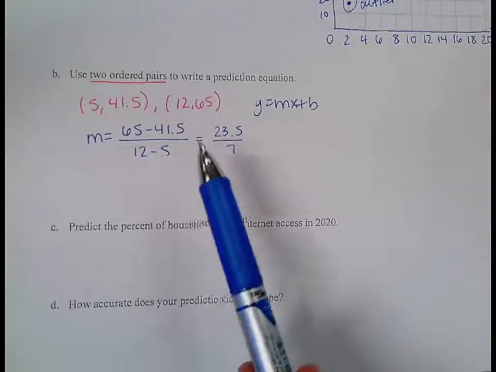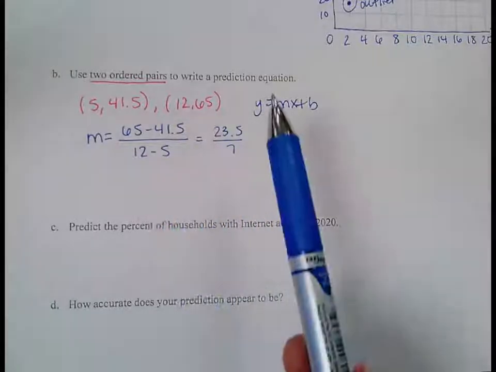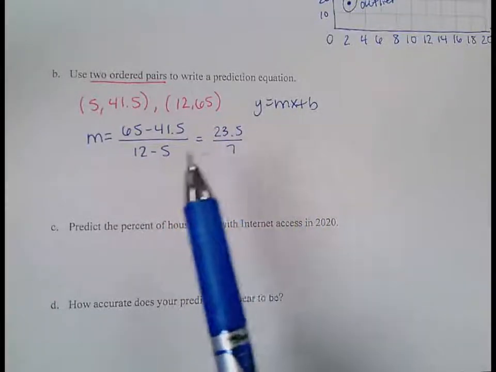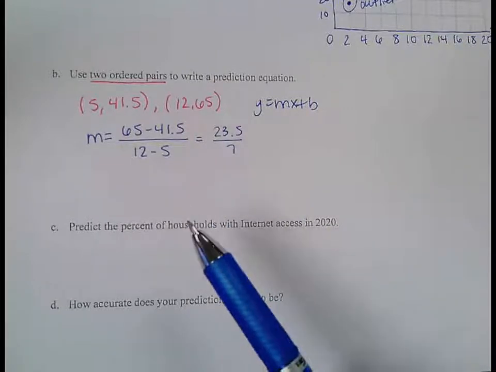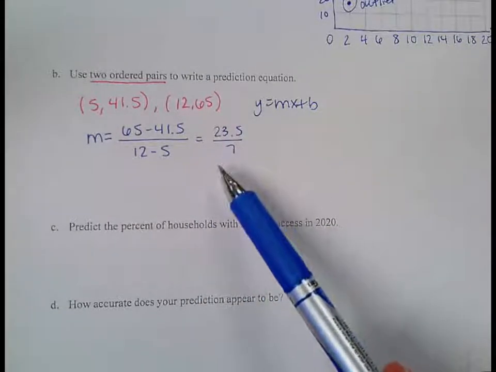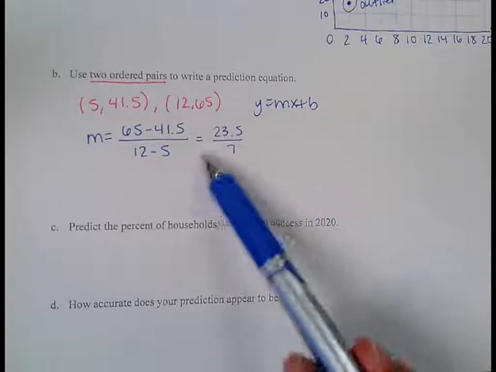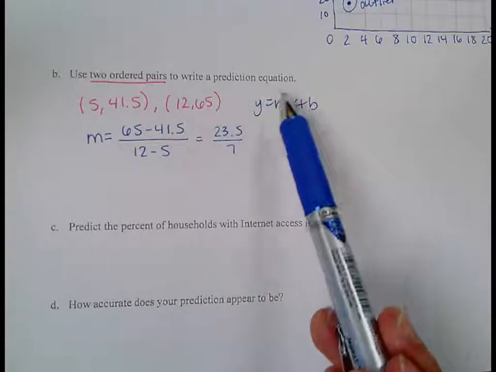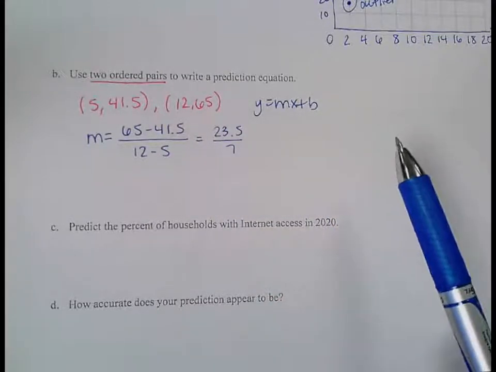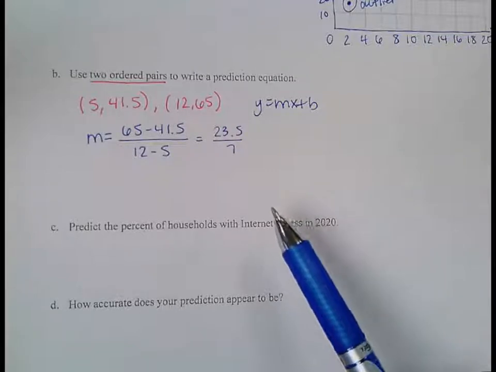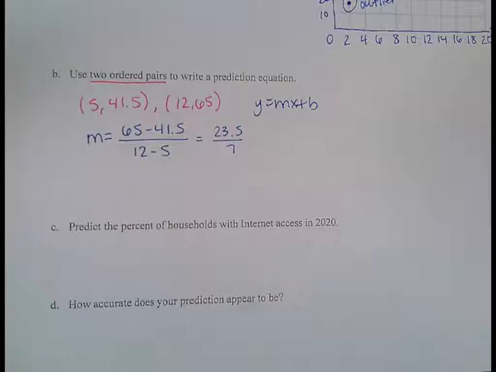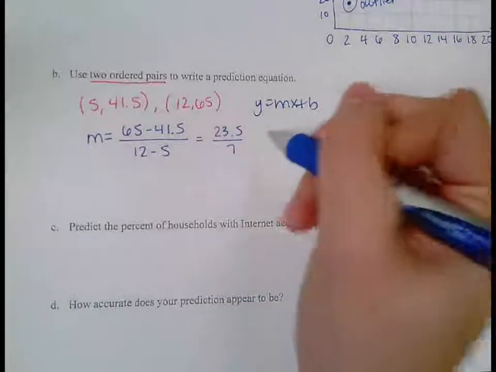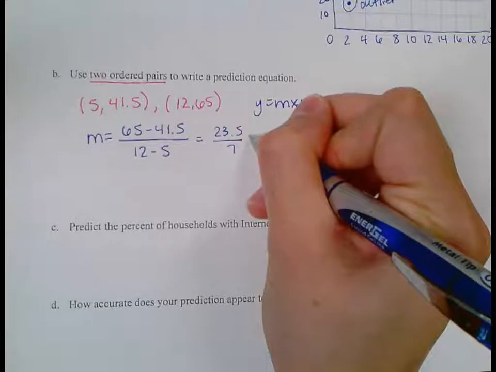Now, I know I always said leave slope as a fraction. In scatter plots, especially if you are using the data points from the tables, you have decimals a lot of the time. A decimal in a fraction is not simplified. If you write your slope for prediction equations as a decimal, that's okay. Even if you get, say, a repeating decimal and you just approximate it, that is okay for a prediction equation. So I actually am going to divide that by 7 and just approximate what my slope is.